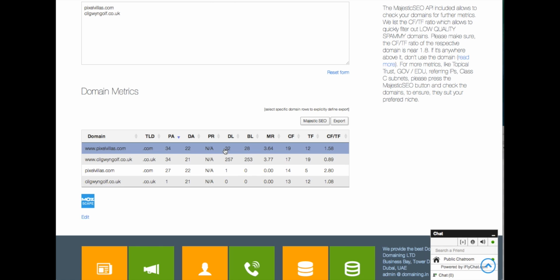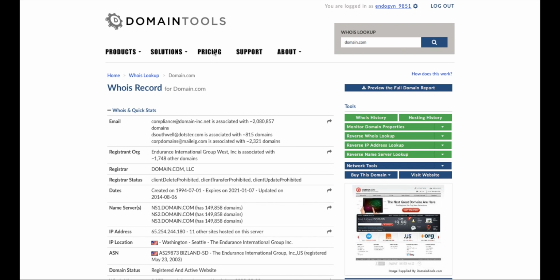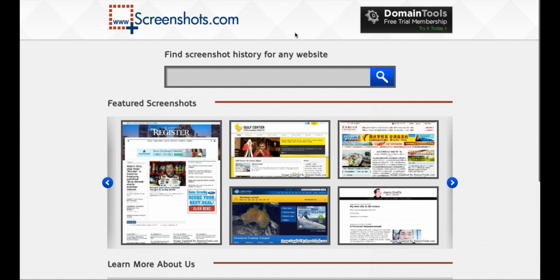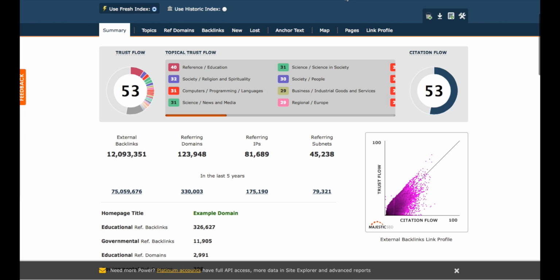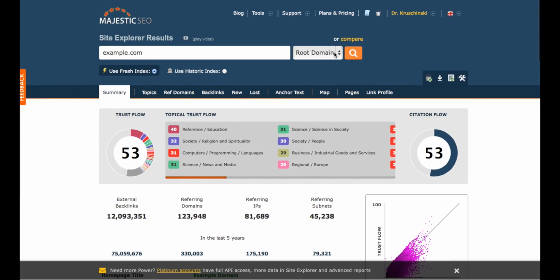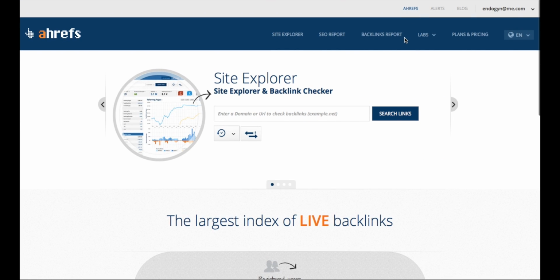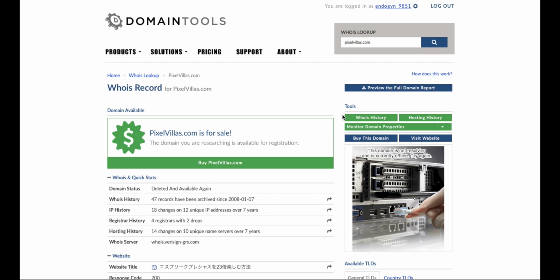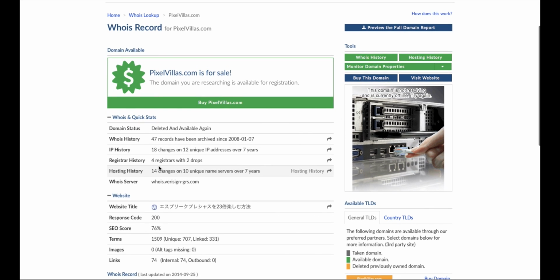To have a closer look at a domain, we check the domain first with DomainTools.com for the number of registrars and drops. Then we look at the Wayback Machine at archive.org and screenshots.com. With Majestic SEO, we check the citation flow and trust flow, and finally with ahrefs.com, the backlinks, anchors, and referring domains.